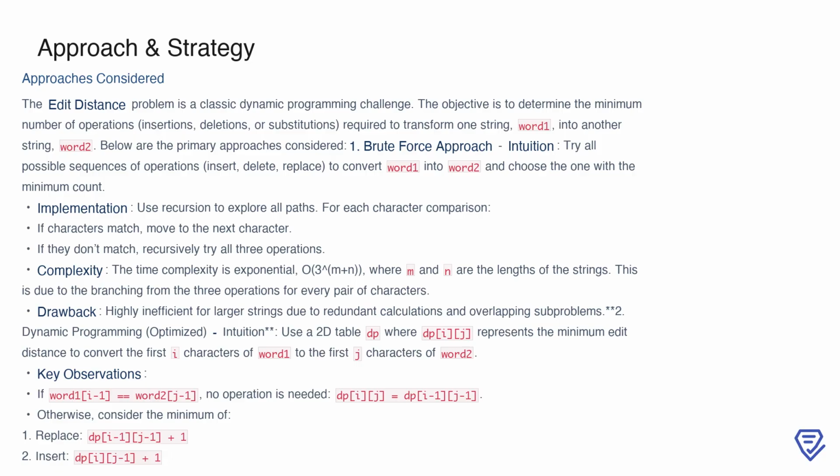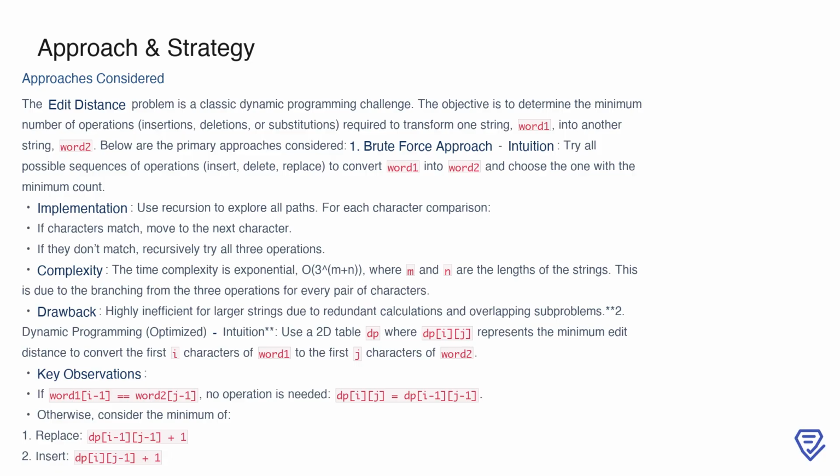First, the brute force approach involves exploring all possible sequences of operations. For each character in the two strings, we compare them. If they match, we move to the next pair. If they don't, we recursively try the 3 operations: insert, delete, or replace, and choose the one with the minimum cost. However, while this approach is intuitive, it's computationally expensive, with exponential time complexity of O(3^(m+n)) due to the branching at each step. This inefficiency arises from redundant calculations and overlapping subproblems.